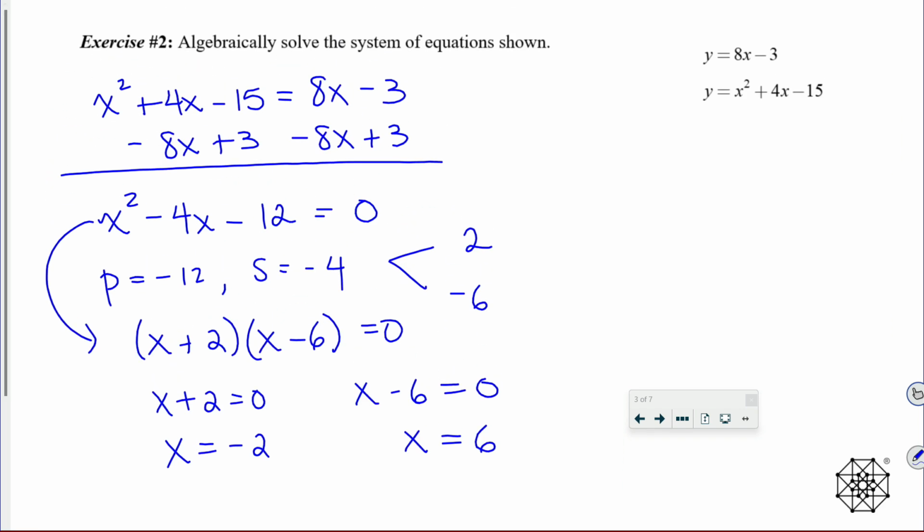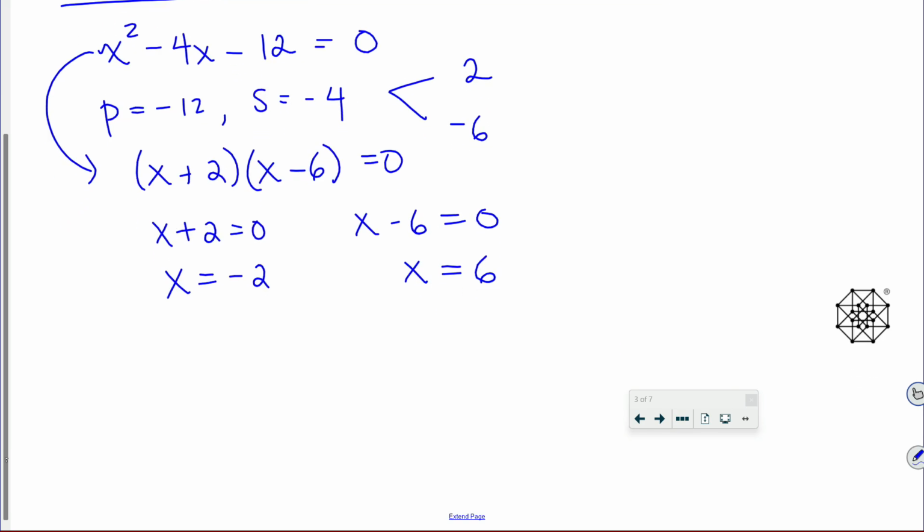Now remember, I can substitute them into either one of these two equations, but if I'm going to do it by hand, the linear tends to be the easier one. So let me just write that equation here so that you've got it. I'll substitute them into this equation.